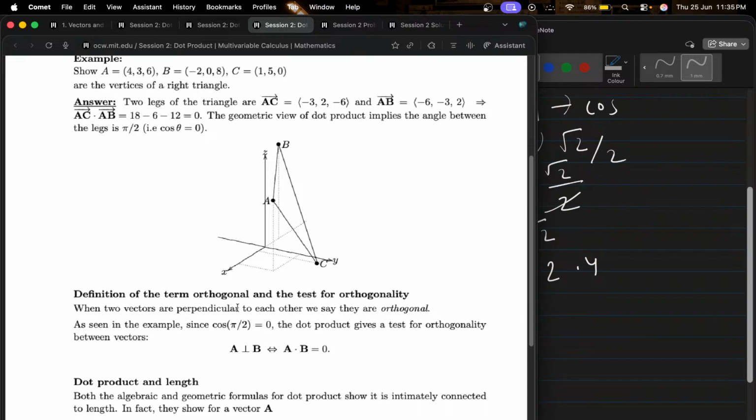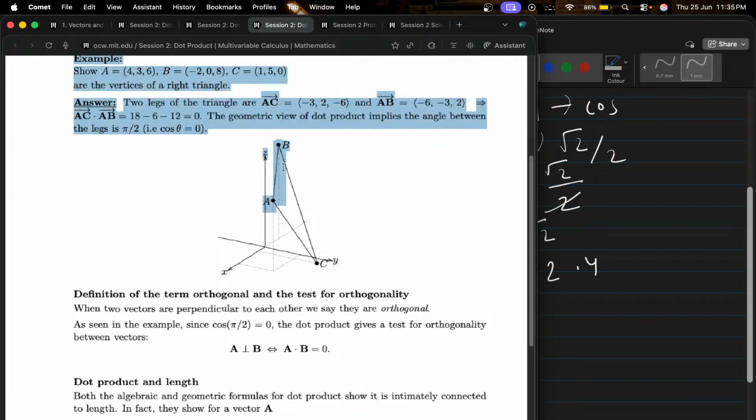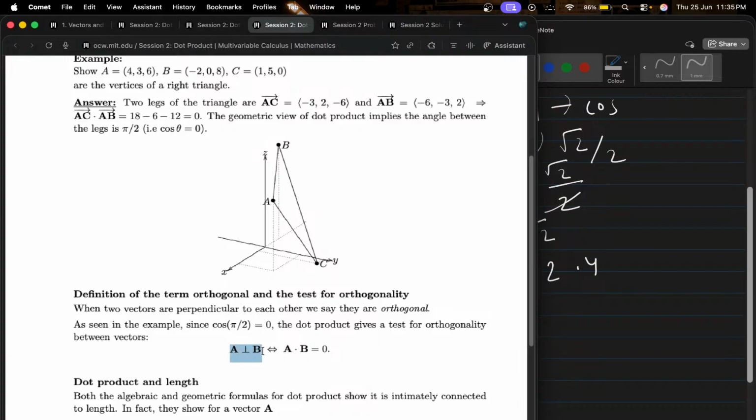Okay, so definition of the term orthogonal and test of orthogonality. When two vectors are perpendicular to each other, so these are perpendicular to each other. How we say they are orthogonal, as seen in the example, since cos pi by 2 equals to 0, the dot product is a test for orthogonality between vectors. So A is perpendicular to B, which means A dot B equals to 0.